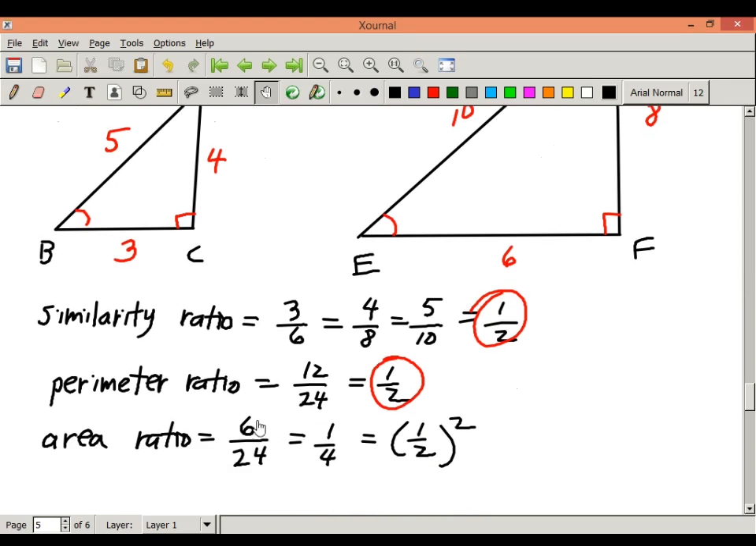So the ratio of the areas is 6 to 24, which reduces to 1/4, which is 1/2 squared, right? 1/2 times 1/2 is 1/4. So what we can say is, if we compare the ratio of the areas with the scale factor, it's actually the scale factor squared that is going to be the ratio of the areas. The ratio of the perimeters, again, was the same as the scale factor.